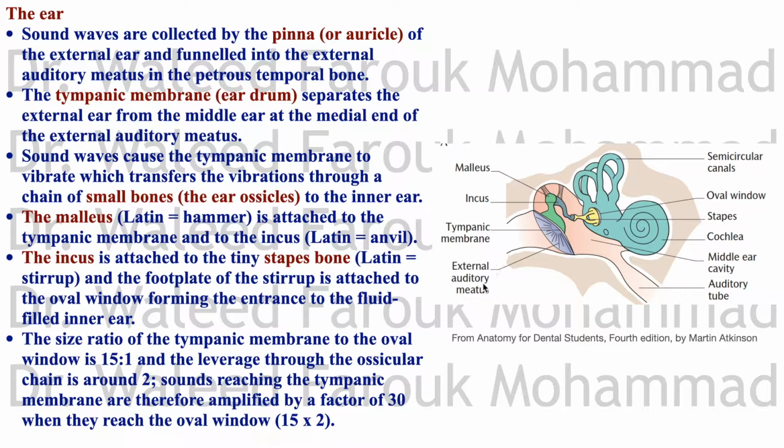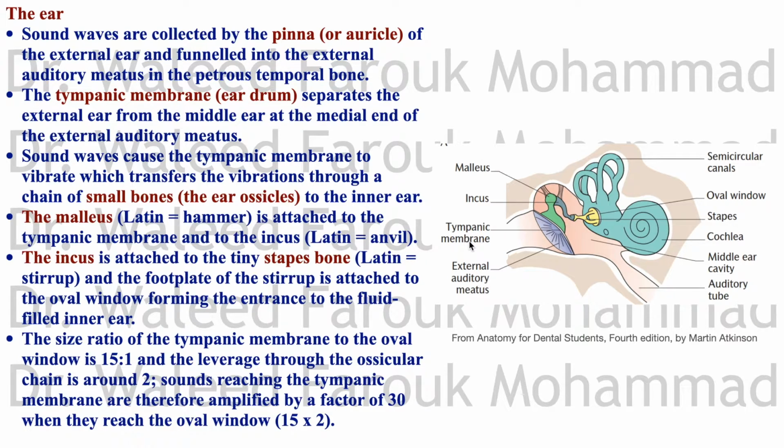And the stapes, which is the last bone, or the stirrup bone, is attached to the oval window, forming the entrance to the fluid-filled inner ear, which is the perilymph of the inner ear.